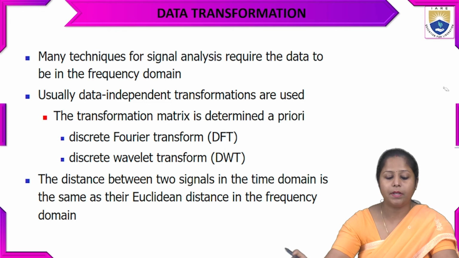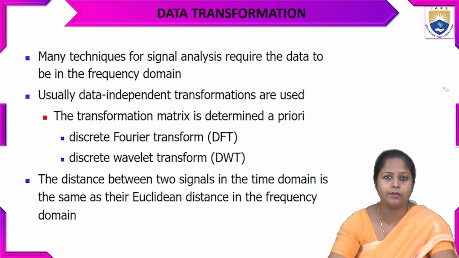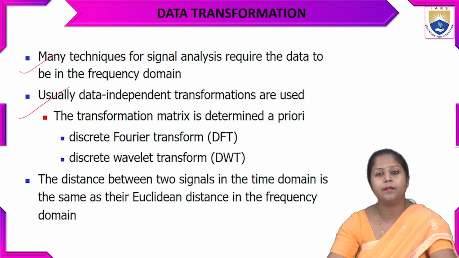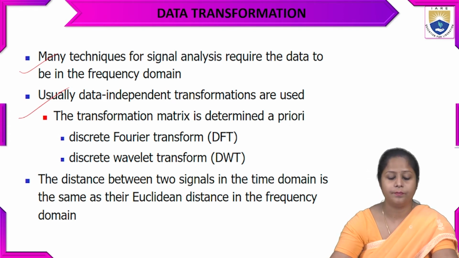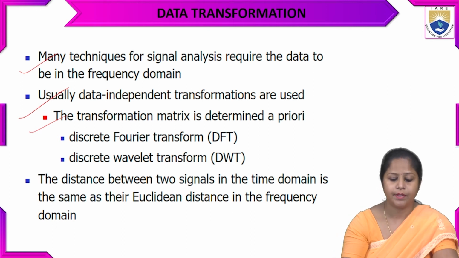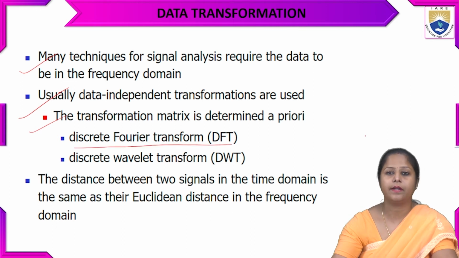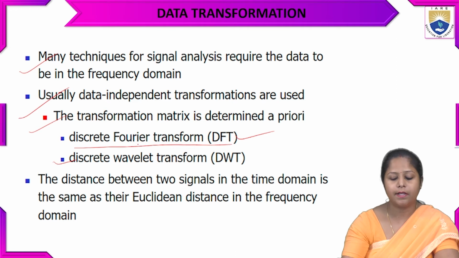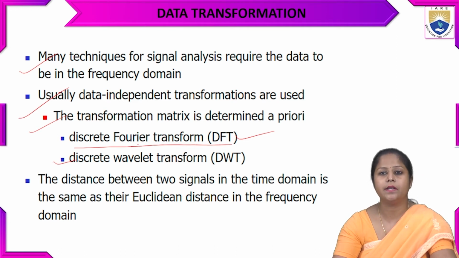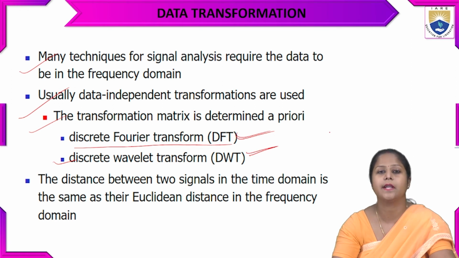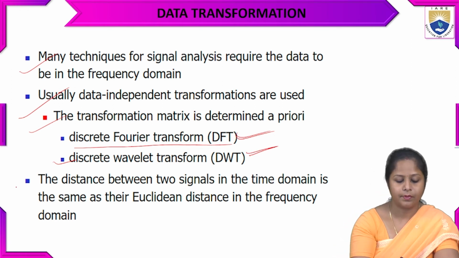Many techniques for signal analysis require the data to be in the frequency domain. Usually data independent transformations are used. The transformation matrix is determined a priori, that is discrete Fourier transform. That is a method to find the transformation matrix. Second is discrete wavelet transformation, DWT. So these are the 2 techniques for finding the transformation matrix.